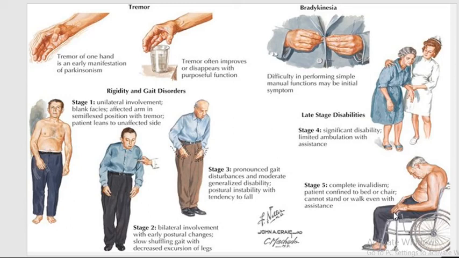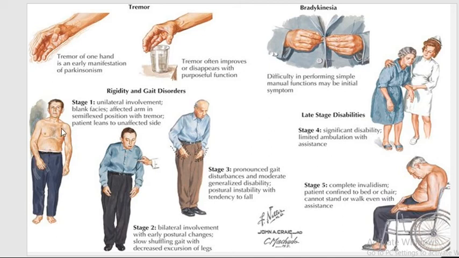In stage 5 there is complete disability. See, this is a flexed posture, just like a kyphosis. This is a flexed posture. Here there is not a prominent flexed posture, but here there is flexed posture, resting tremors, gait problem, and the patient is unable to talk well. So this is stage 5, the complete disability of the patient.